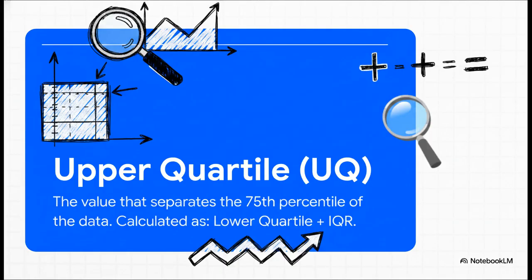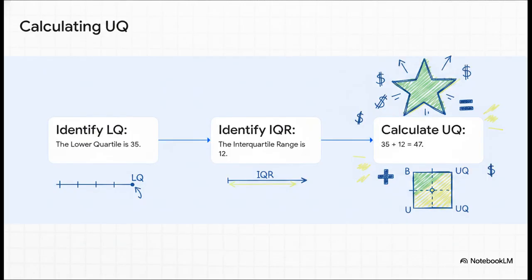First up on our treasure hunt is the upper quartile, or UQ for short. We can figure this out pretty easily by adding the interquartile range to the lower quartile. And hey, the table gives us both of those. So let's do the math. We take the lower quartile, which is 35, and we add the interquartile range, which is 12. And that gives us a nice, clean upper quartile of 47. And believe it or not, just by doing that simple sum, you've already started earning method marks.